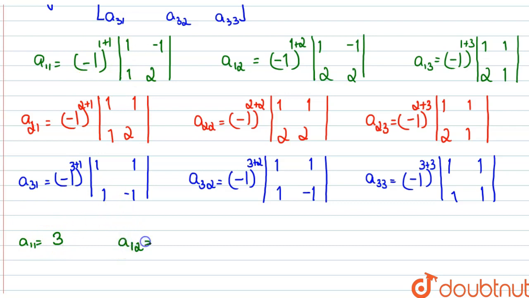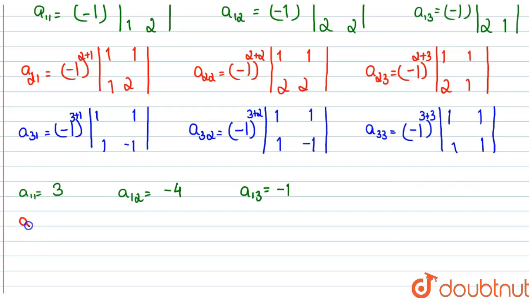Now A12 will be minus sign, so minus 1 to the power 3. So minus into 2 and plus 2, so minus 4. Now A13 will be plus 1 from minus 1 to the power 4 and 1 minus 2. So we have minus 1.